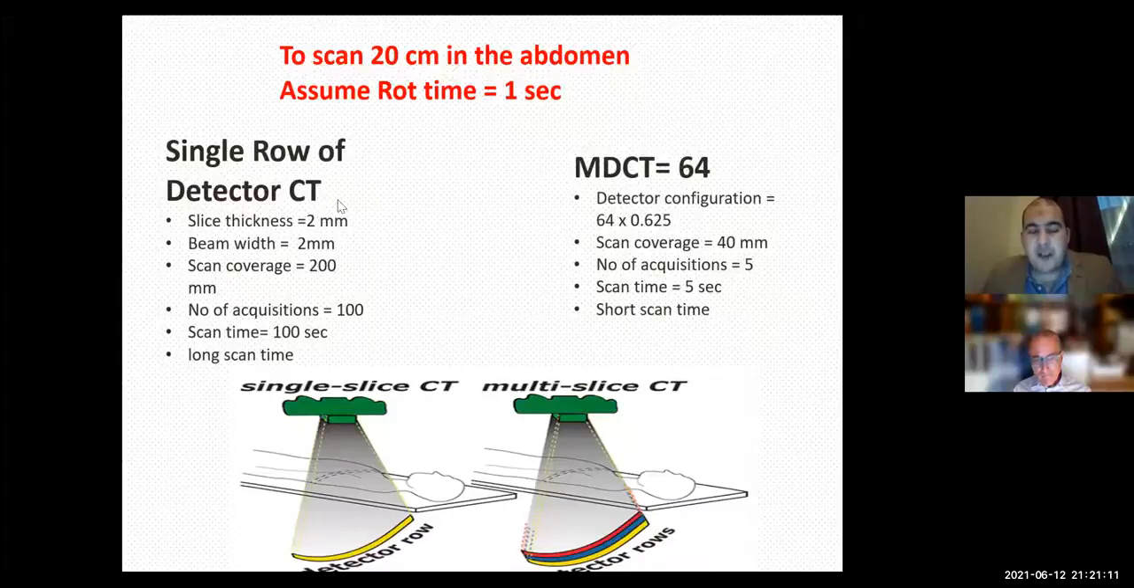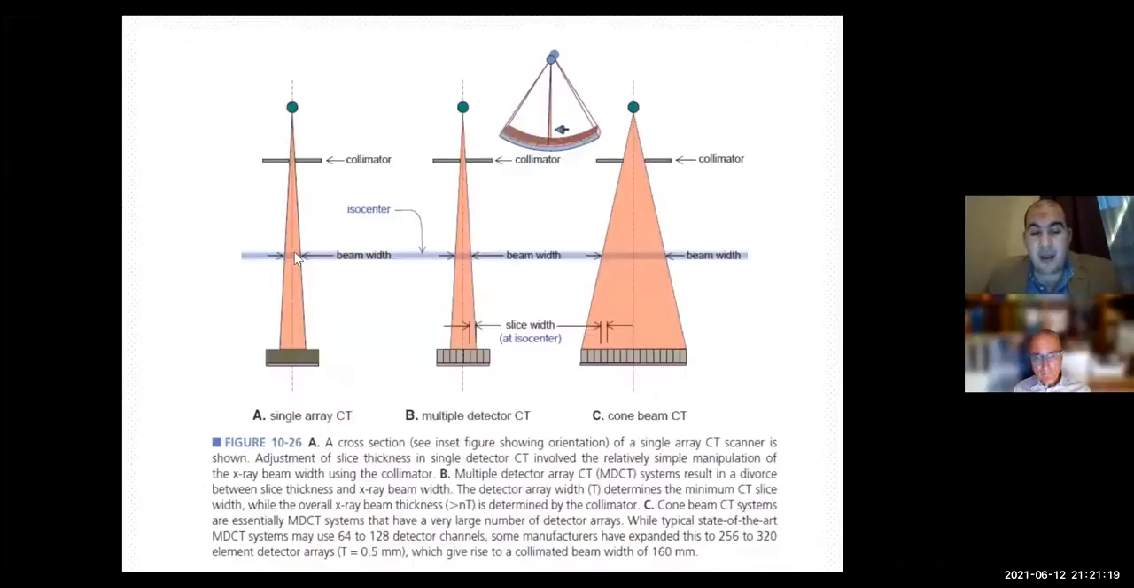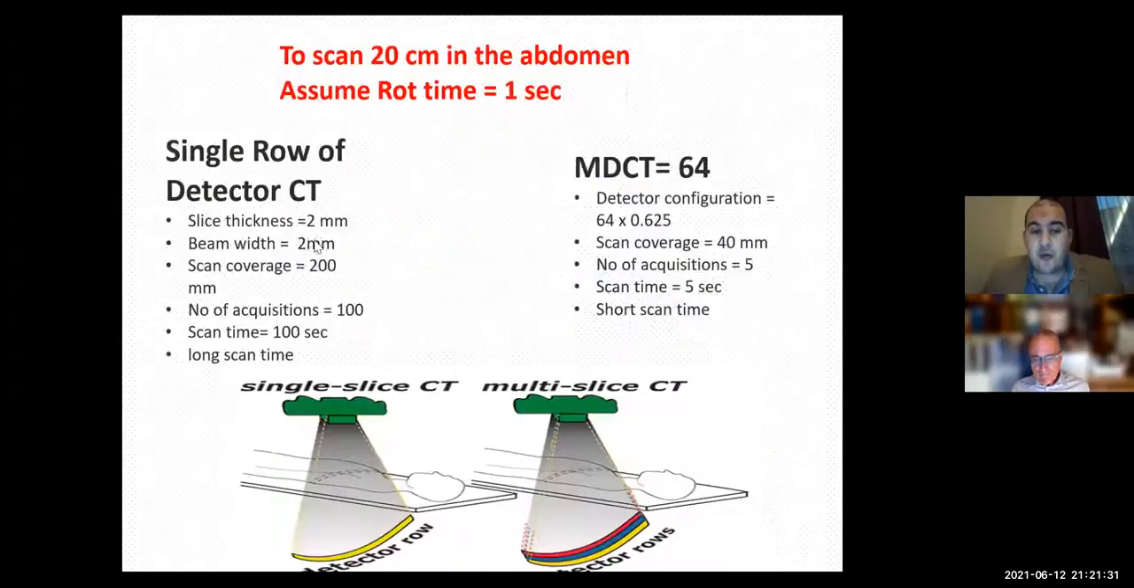Now if I have a single row of detectors and I want to get a slice thickness of 2 millimeters, I'll make the beam width 2 millimeters. So the slice thickness for a single row of detector is determined by the beam width. To get 20 centimeters in the patient, I need a scan coverage of 200 millimeters. So the number of acquisitions needed to scan 20 centimeters in the abdomen is 100. So I need 100 seconds to scan the patient with a single row of detector.